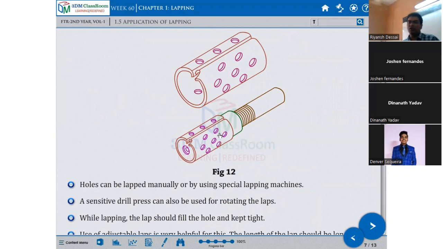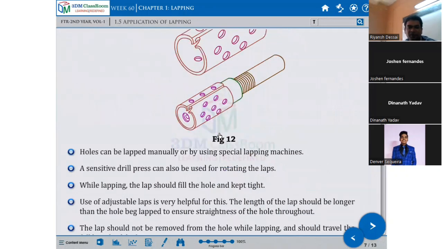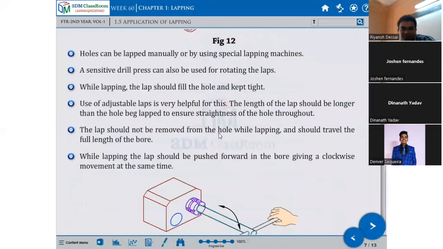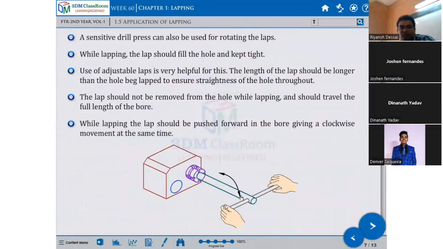Holes can be lapped manually or by using special lapping machines. A sensitive drill press can be used for rotating the laps. While lapping, the lap should fit the hole and be kept tight. Use of an adjustable lap is very helpful for this, and the length of the lap should be larger than the hole to ensure straightness. So this is the way you can do this type of lapping.